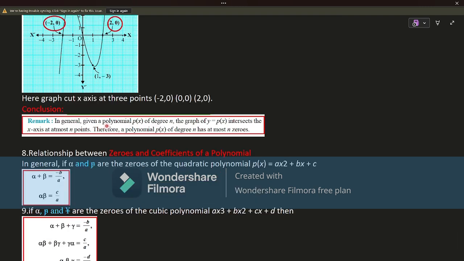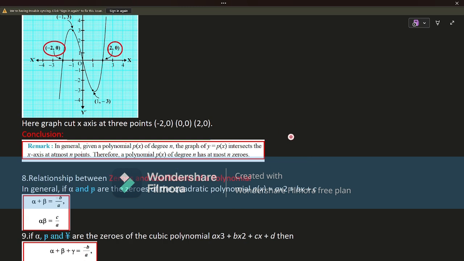For a polynomial p of x of degree n, the graph of y equal to p of x intersects the x-axis at most n points. Therefore, a polynomial p of x of degree n has at most n zeros. Simply, if any polynomial has 10 zeros, the graphical representation of the polynomial cuts the x-axis at 10 points. If it has 3 zeros, it cuts the x-axis at 3 points. If it has 4 zeros, it cuts at 4 points.